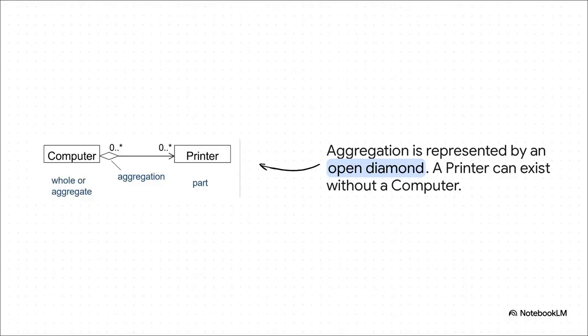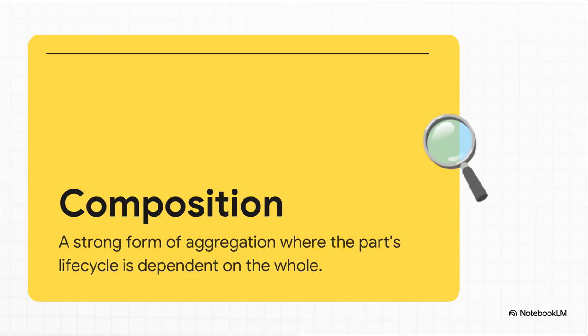Here is the classic example. A computer has a printer. The UML notation for this is that open diamond on the whole side, the computer. And what's crucial here is that if you get rid of the computer, the printer still exists. It's totally independent. Now, contrast that with composition.